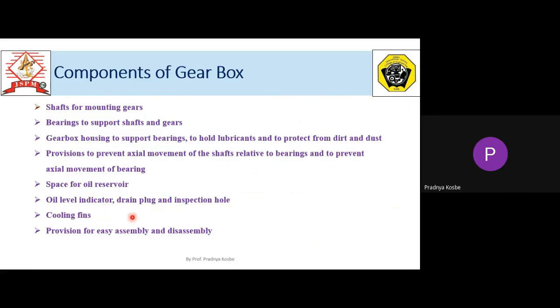Then, as a gearbox may operate at high speeds, there is friction and there can be heat generation. So for cooling purposes, to expedite heat dissipation, cooling fins are also provided. Then a provision for easy assembly and disassembly. So these are all the components of a gearbox. Next we'll see the stages of the gearbox.